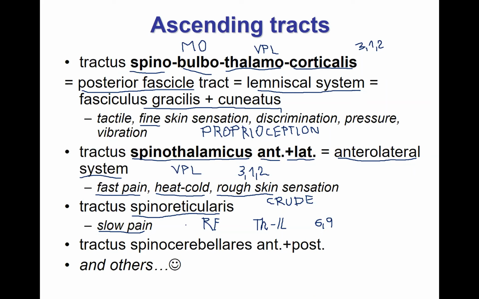How is it with decussation? So the spinoreticular is decussated and non-decussated as well. So it's half and half. Half is decussated, half is not decussated at the level of spinal cord. Yes? So decussation is at the level of the spinal cord. Spinothalamic tract is fully decussated at the level of spinal cord.